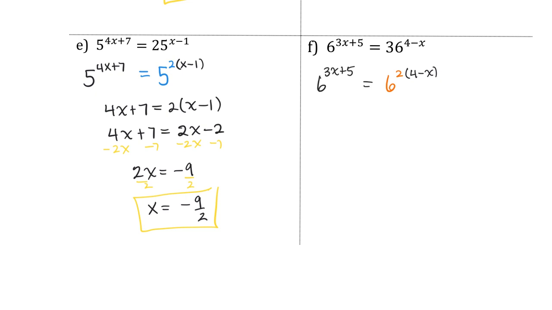Okay, since they now have the same base, I can make their exponents equivalent. And if you are comfortable distributing when you bring it down, I'm okay with that. 2 times 4 is 8 minus 2x. Okay, and then go ahead and use your algebra. I'm going to move the 2x over.